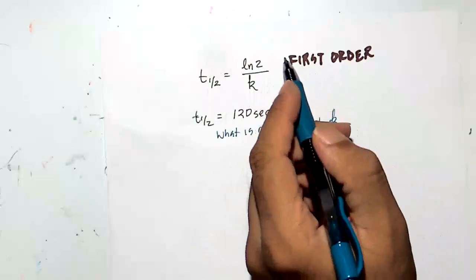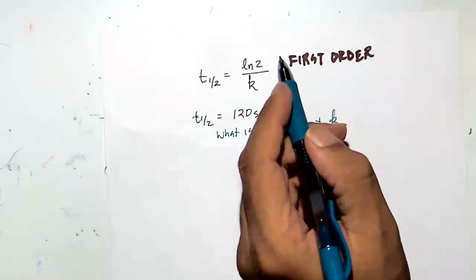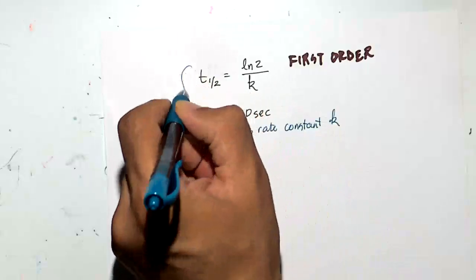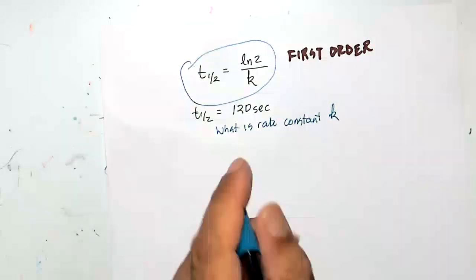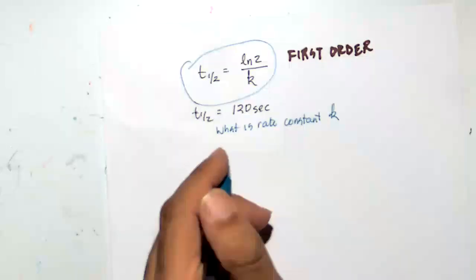It's first order. You can look at your rate law sheet to know that it is indeed first order. Here's the equation given to you. And just like the other problem we did, this is just plug and play.